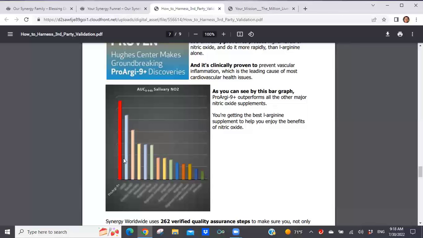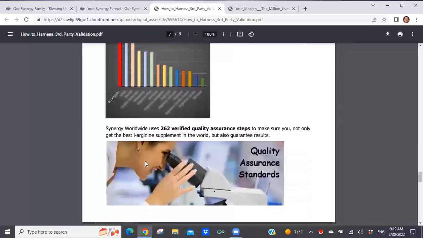And as you can see from the chart, there are only 2 other products that even come close to ProArginine Plus. All the other products are a half to a third in their ability to create nitric oxide. So when it comes to using the best product out there to harness the value of nitric oxide, ProArginine Plus is still the best of all the supplements in the marketplace. Again, you use that as a third-party validator.